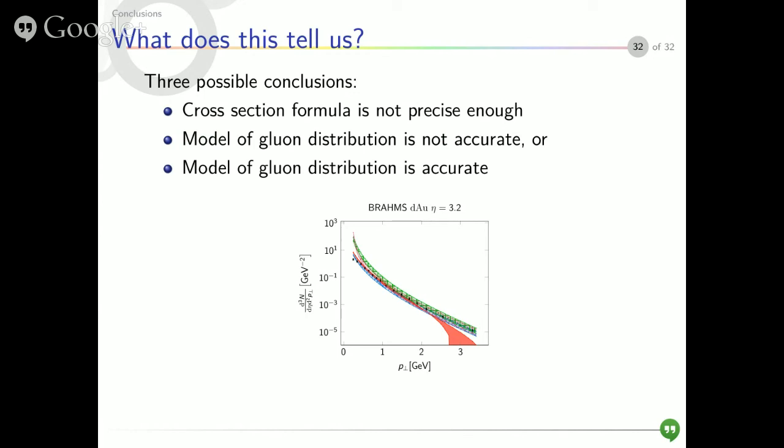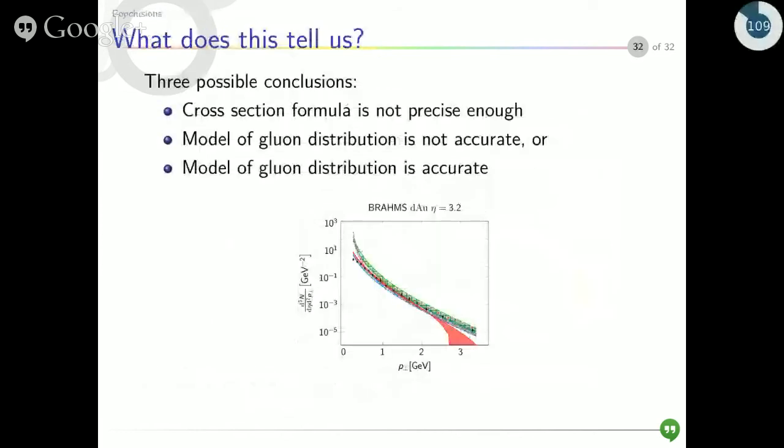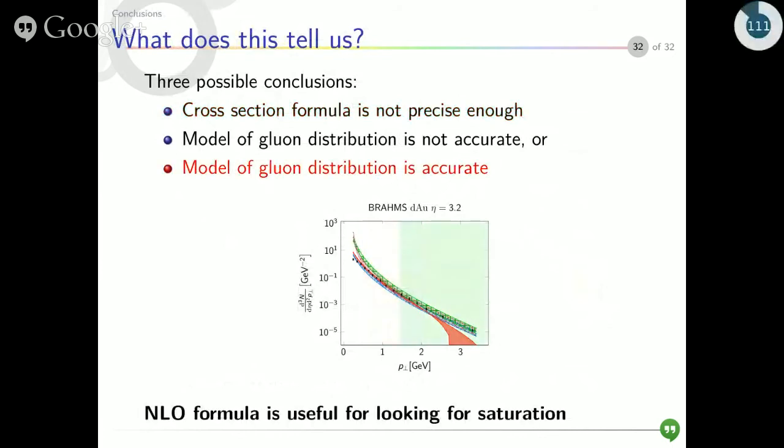If we can make the formula precise enough, which is what we think, this exact kinematics thing, as we call it, then comparing the result to the experimental data shows us whether our model of the gluon distribution is accurate or not.